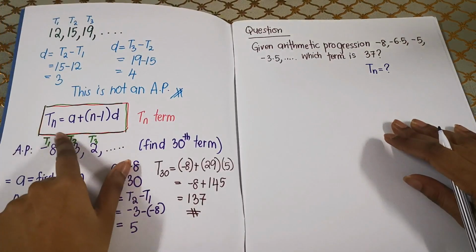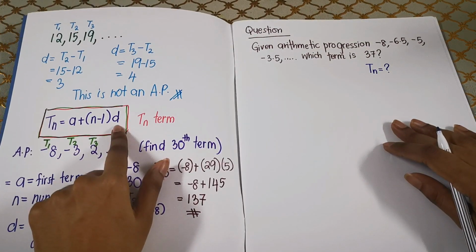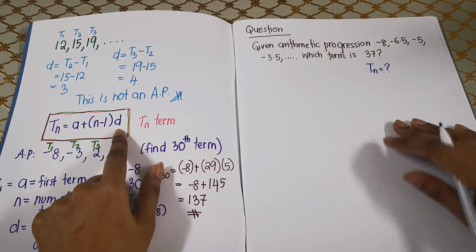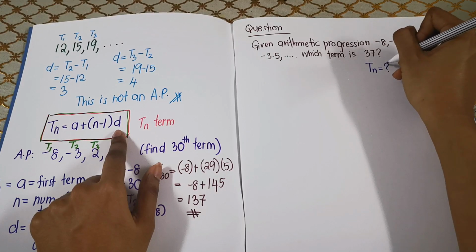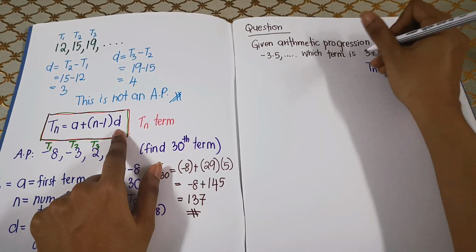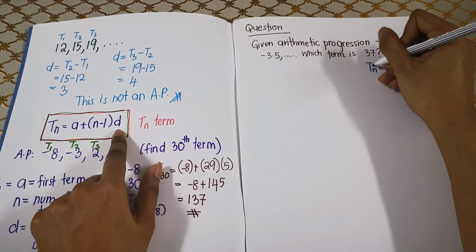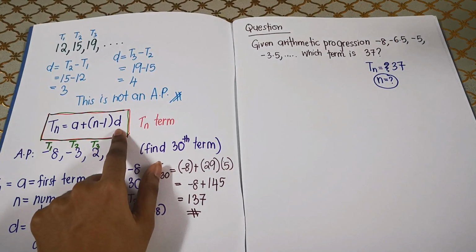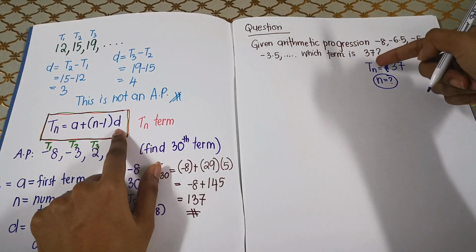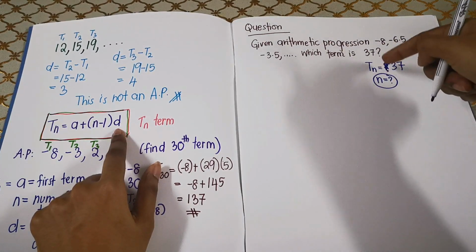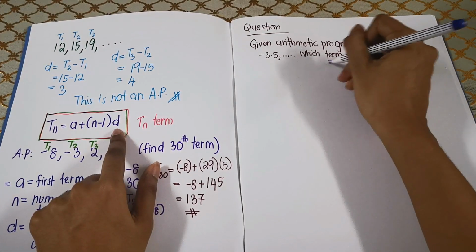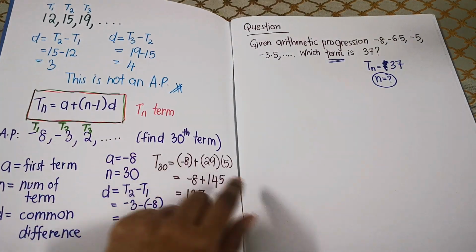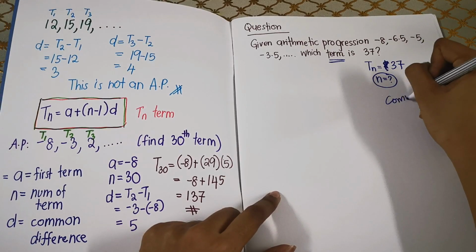Substitute what you know into the formula. Which term is 37? That means Tn is 37, which you already know. The one you don't know is n, so you're going to find n. You just don't know which term it is. Substitute into this formula, and if you get the answer, comment down below.